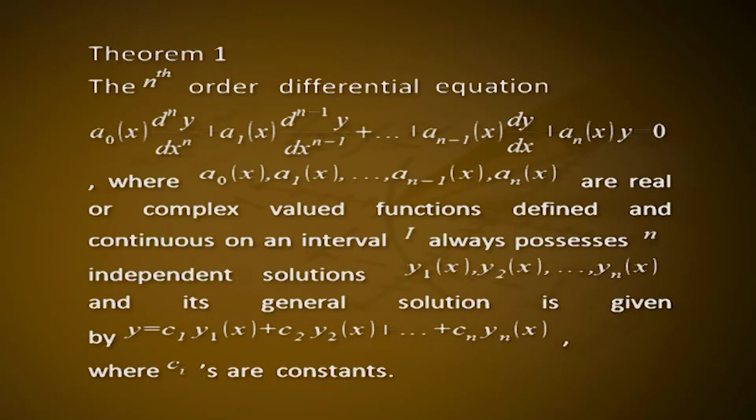Now, we have two theorems. The nth order differential equation a₀(x) dⁿy/dxⁿ + a₁(x) dⁿ⁻¹y/dxⁿ⁻¹ + ... + aₙ₋₁(x) dy/dx + aₙ(x) y = 0, where a₀(x), a₁(x), ..., aₙ₋₁(x), aₙ(x) are real or complex valued functions defined and continuous on an interval I, always possess n independent solutions y₁(x), y₂(x), ..., yₙ(x), and its general solution is given by y = c₁y₁(x) + c₂y₂(x) + ... + cₙyₙ(x), where the cᵢ's are constants.